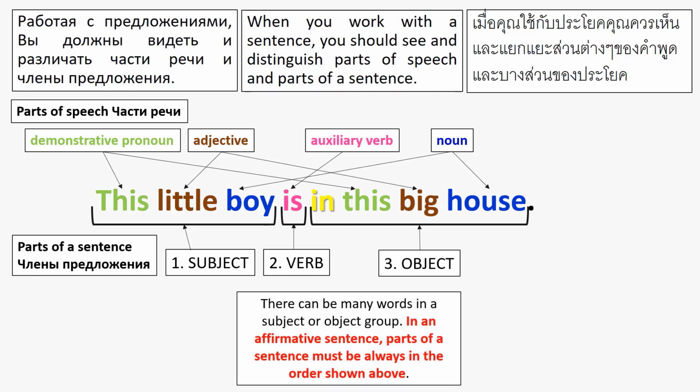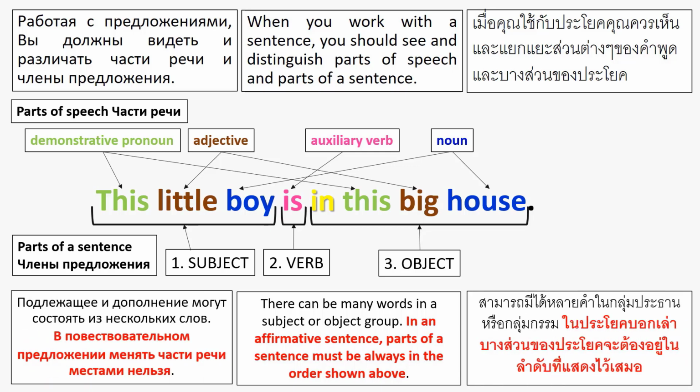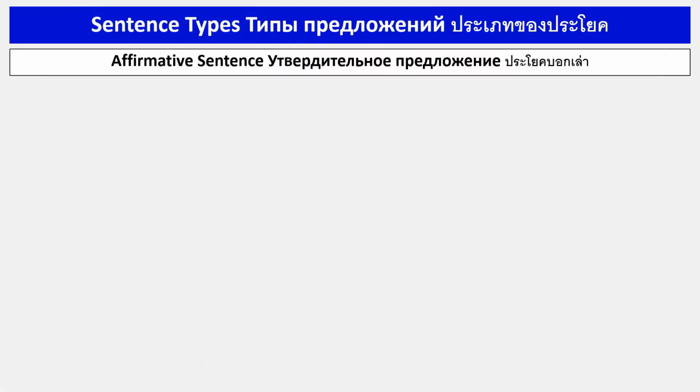There can be many verbs in a subject or an object group. In an affirmative sentence, parts of a sentence must always be in the order shown above. Affirmative sentence.